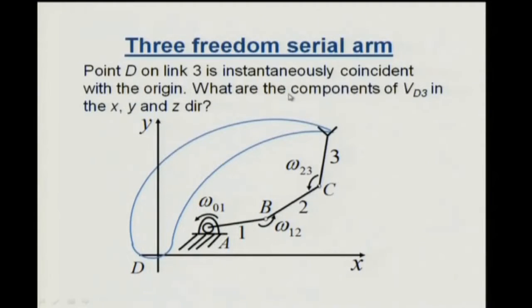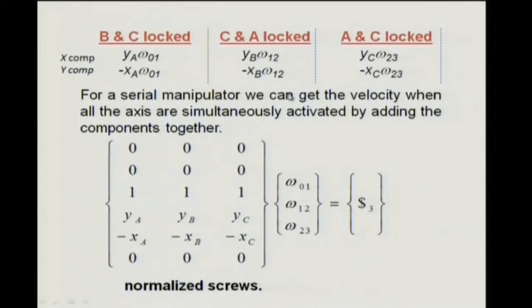So the way we do it is if the two other axes are locked, right, then the x component of the velocity is y a omega 0 1 and the y component is minus x a omega 0 1, very simple.